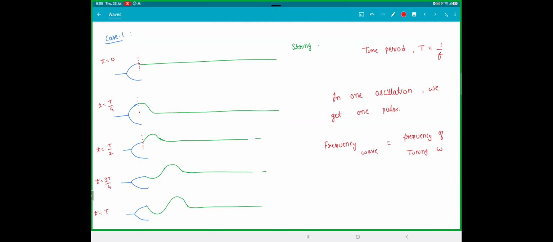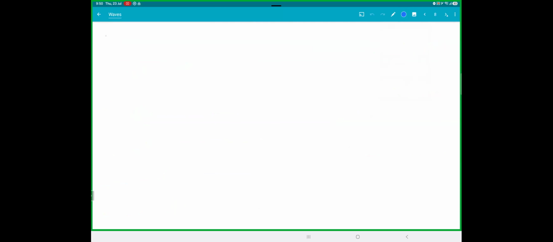This is how generally we connect the wire or whatever. But there is another way you can keep a tuning fork. All clear with this page? Case 2, what if you keep the tuning fork vertically? This is t is equal to 0. This is the string.